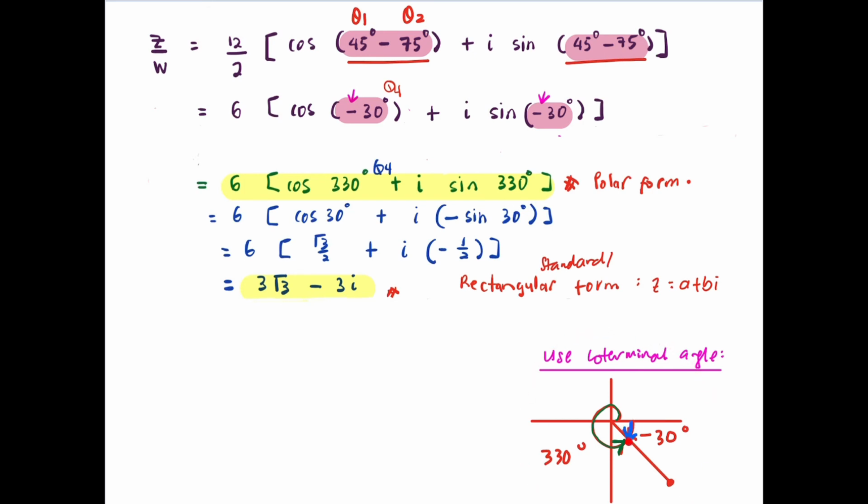Minus 30 degrees is going clockwise, so let's read your answer in one cycle. This is just 360 degrees minus 30 degrees, so this is 330 degrees. Let's rewrite your angle. This is your answer in polar form. However, if the question asks you to give the answer in standard form, z equal to a plus bi, let's open up this one. You can use a calculator and then multiply by 6 inside. This should be your answer: 3 minus 3i.